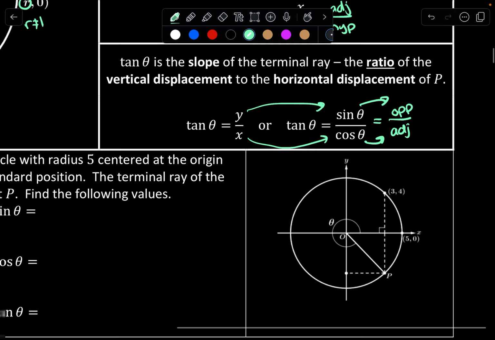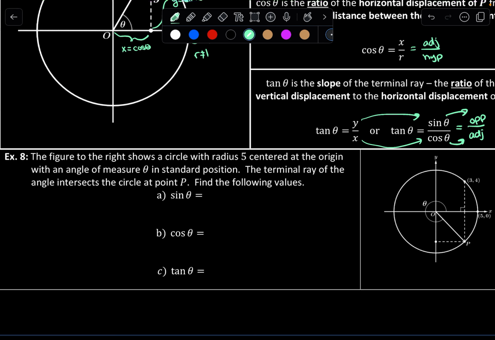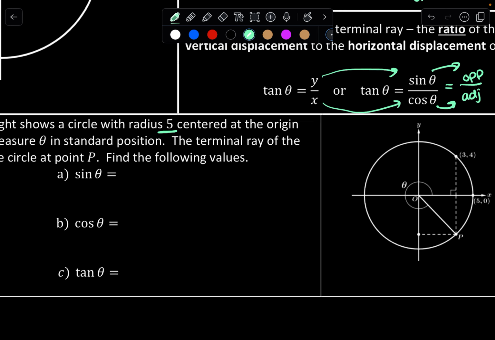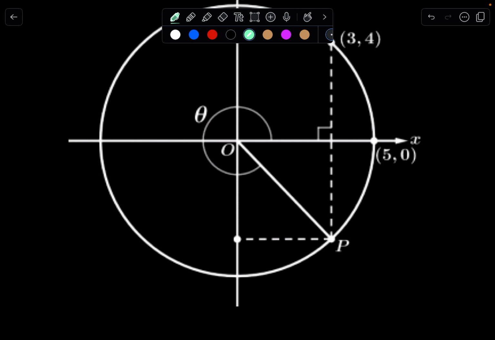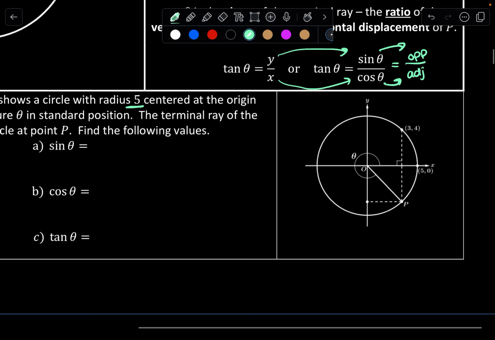Okay. All right, so down here we have our first example. The figure to the right shows a circle with radius 5, so we're stemming away from the unit circle. Centered at the origin with an angle of measure theta in standard position, the terminal ray of the angle intersects the circle at point P. Find the following values. So we're going to be finding sine theta, cosine theta, and tan theta, which means we need to determine the values for this triangle, okay?